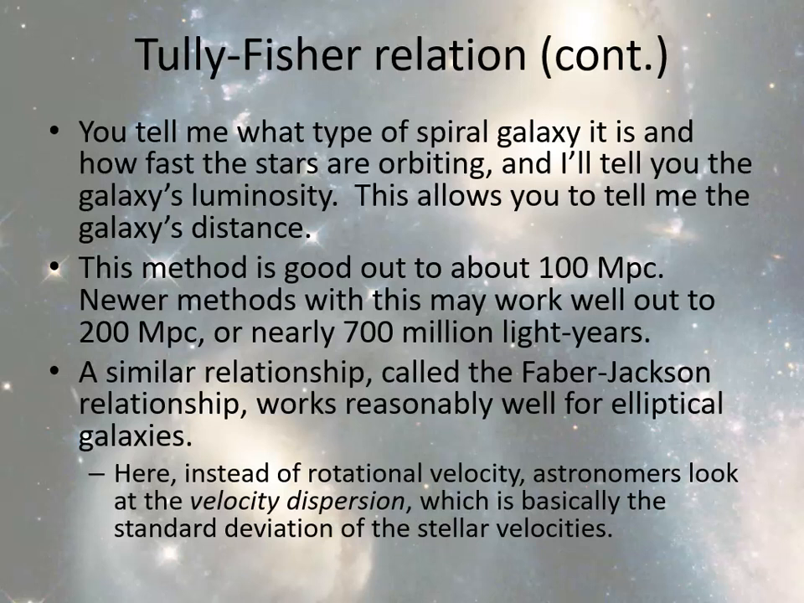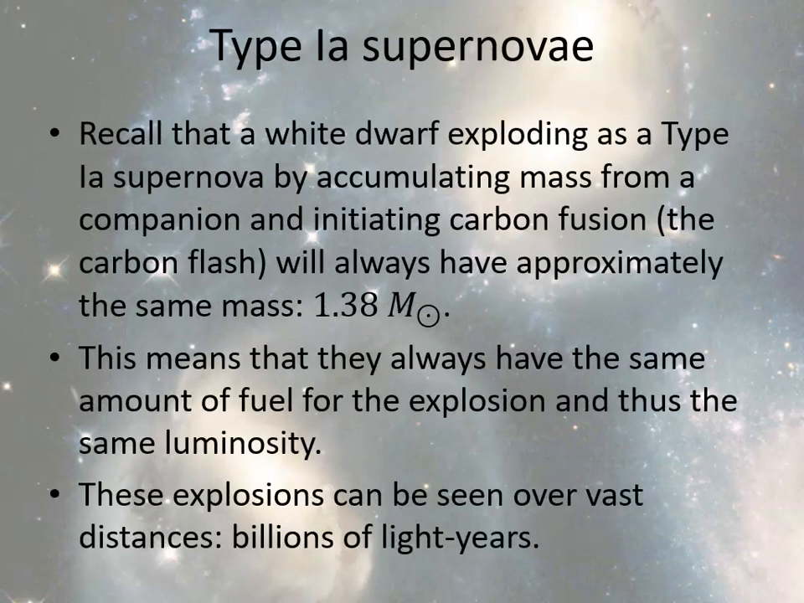Here's the thing. Nowadays, hardly anybody uses this, nor do they use the Faber-Jackson relationship as much, which is basically a similar type of idea with elliptical galaxies, because we now have a good calibration for something even better, Type 1a supernovae. Remember, these things all go off at the same mass, 1.38 solar masses, assuming that it's a white dwarf that is accumulating mass from a red giant companion, which is what a lot of these things are.